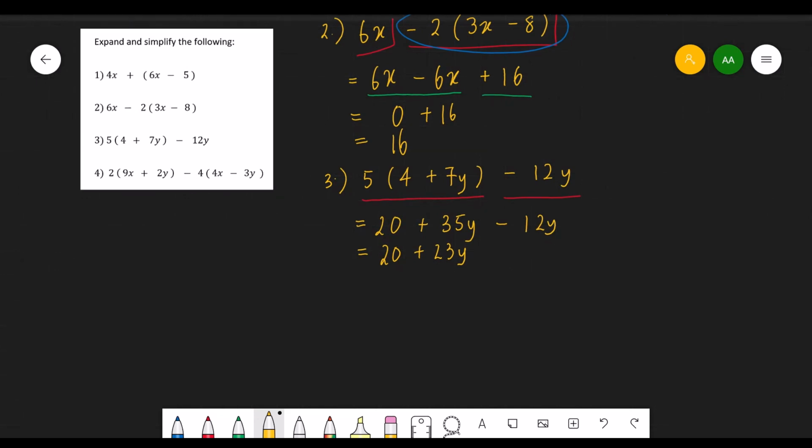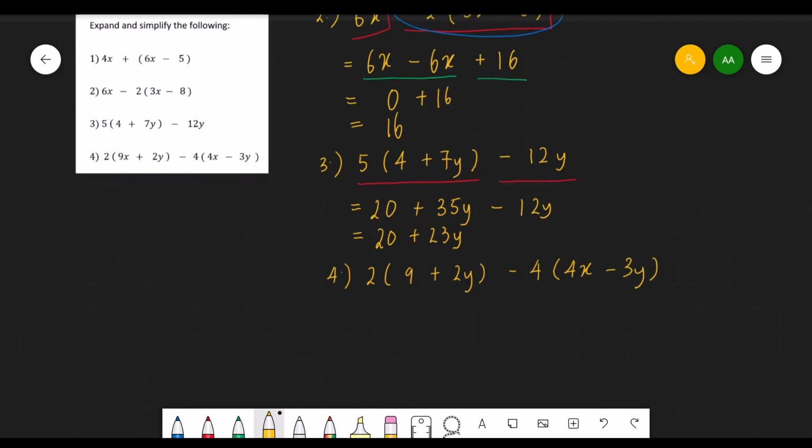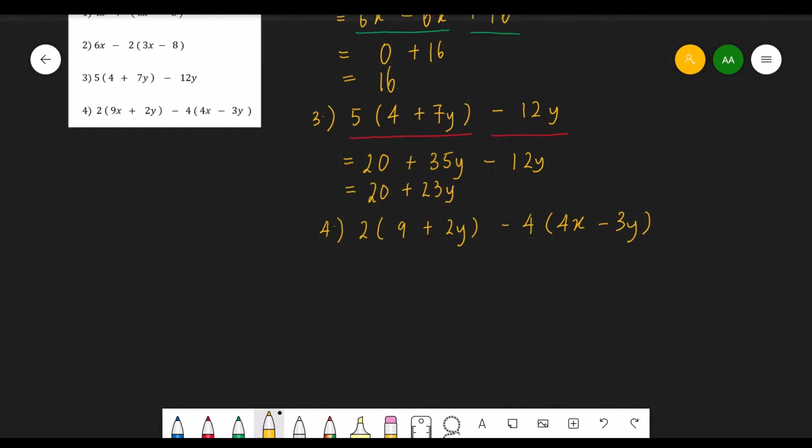This involves two brackets. This is number 4. We have 2 bracket 9x plus 2y, minus 4 bracket 4x minus 3y. This is slightly more complicated. So let's look at this. This is 9x here: 9x plus 2y, minus 4 bracket 4x minus 3y. There are two groups, two portions. So let us expand each portion one by one.